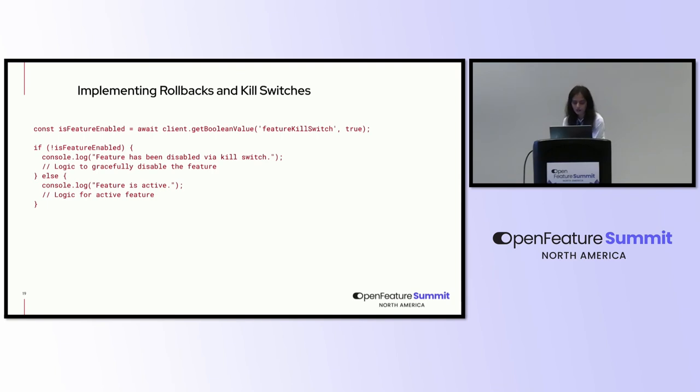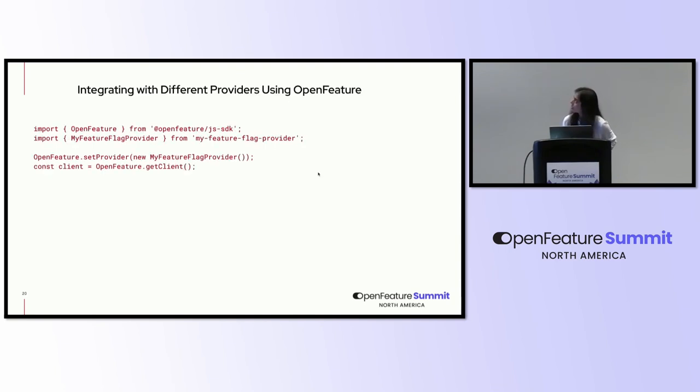So let's have a look at the code. Initially, the client is used to evaluate the value of the feature flag, which here is named feature kill switch. The get boolean value method is called asynchronously, which indicates that it may take some time to retrieve the flag's value, especially if it's coming from a remote provider. The feature kill switch is the key for the feature flag, which refers to the specific feature flag in the system, which can enable or disable a feature. The second thing is the conditional statement, where you can set it accordingly. So this was the kill switch.